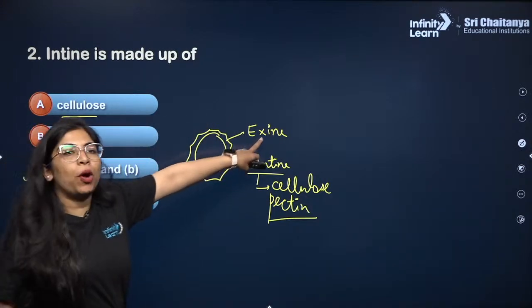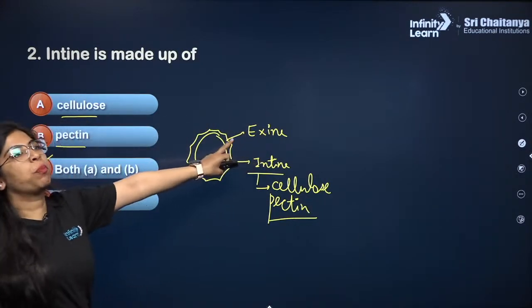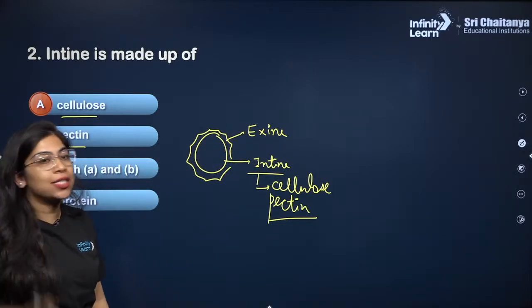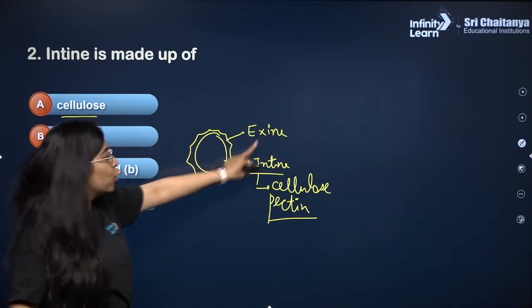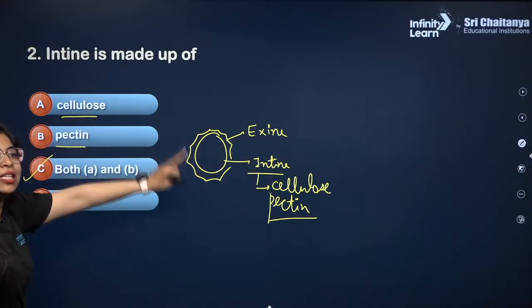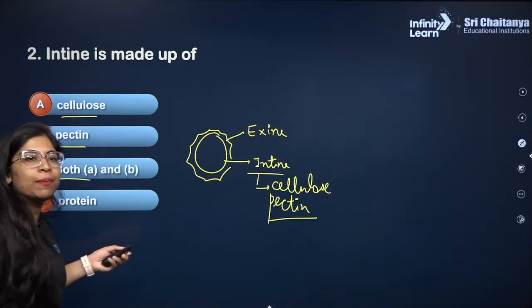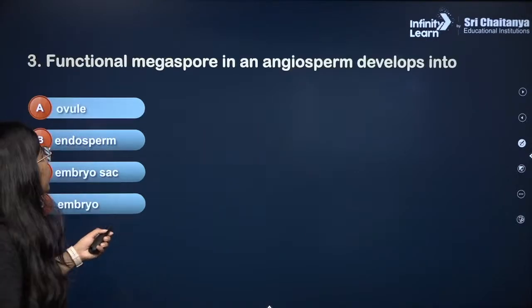Exine is also an important question. Exine is made up of sporopollenin, everyone. The exine is made up of a very hard and resistant material, which is sporopollenin. So you should know about both of these. By now, our answer is C to this question. Very good, Rahul. You're doing great.